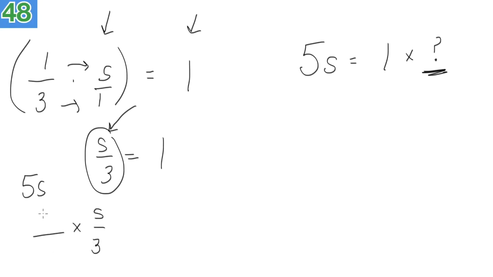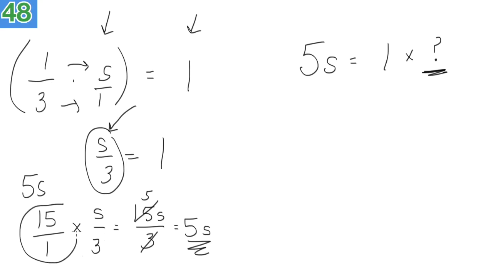We want something to cross out the 3 and to make the top be 5. So let me show you something. If we write 15, what do we get when we multiply straight across? We get 15S over 3, and then the 15 and the 3 will reduce, because 3 goes into 15 five times, and we'll get 5S.